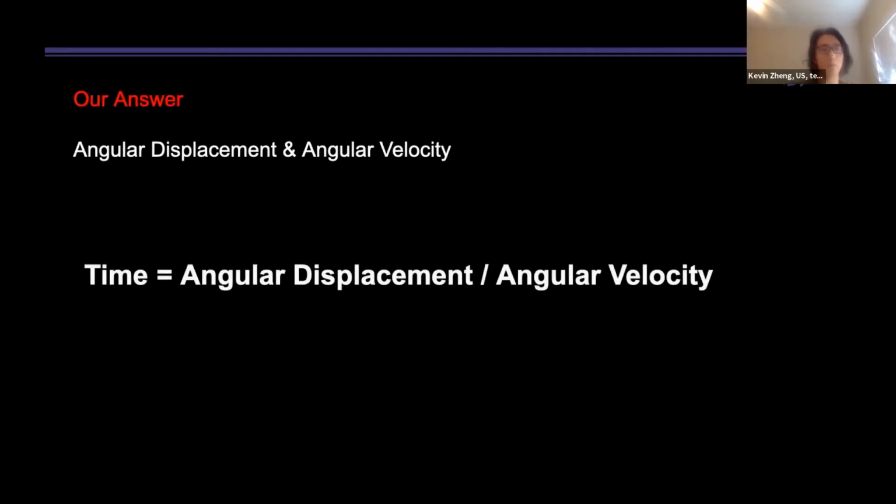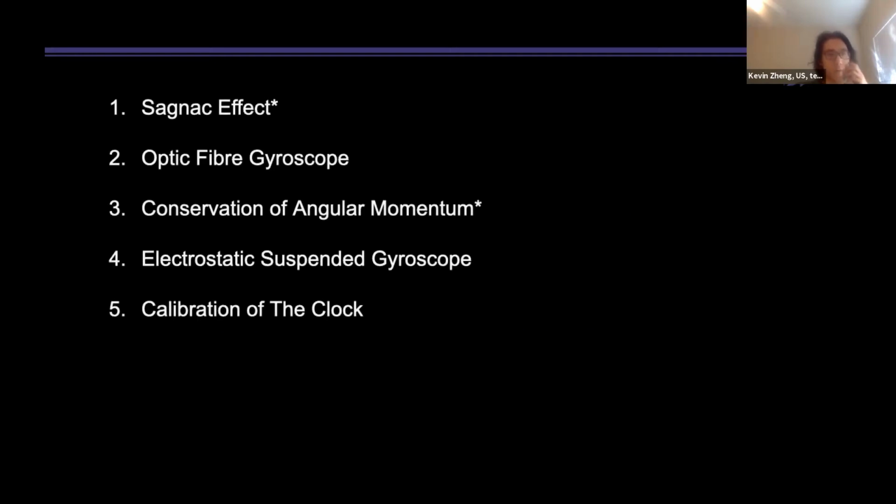So here's our approach. We measure the angular displacement and the angular velocity of the Earth, and we calculate the time. This is quite fundamental to our approach. Here comes the theoretical part. It is broken down into 5 parts. First, we derive the Sagnac effect. It is basically an effect that uses special relativity.